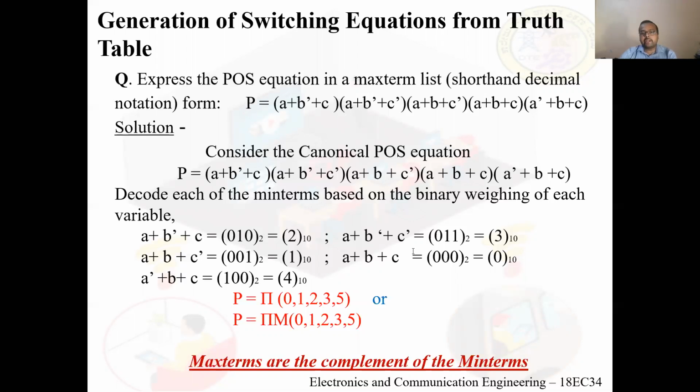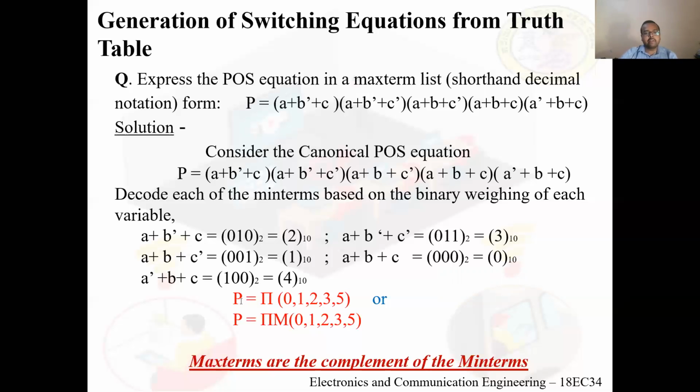Now it is A, you write it as 0. Since we have B bar and C bar, you write it as 1, 1. In decimal, it is 3. You write it for all the 5 terms. So what is the decimal equivalent notation for the given POS equation? You write it as P is equal to, and what symbol do you see here? It's a pi symbol, right? If you see a pi symbol, it means that it is a max term. It means that these are the max terms for which the output is equal to 0.